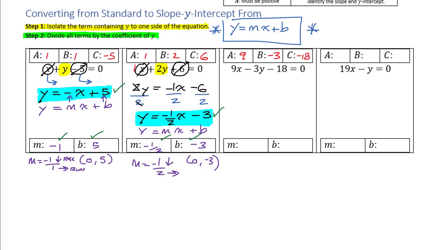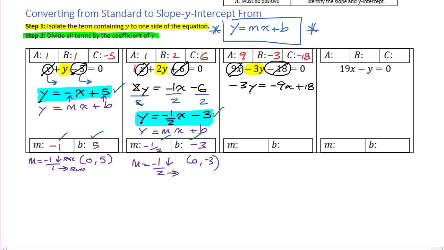All right, now 2 steps. Step 1, isolate the y term. Now it's a negative 3y. So basically just leave that alone on the side of the equation, and we're going to move the 9x off the side by subtracting 9x, and we're going to move the negative 18 by doing the opposite, by adding 18. All right, now that's step 1.